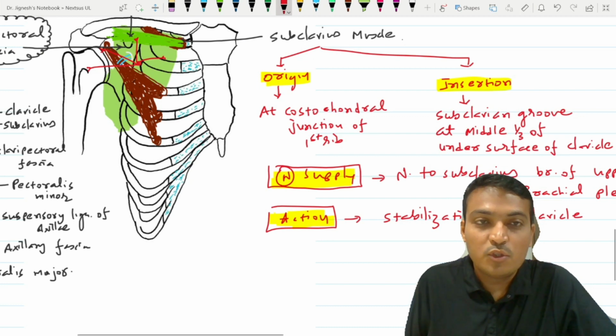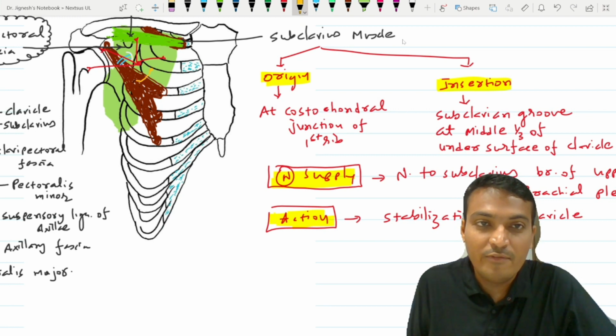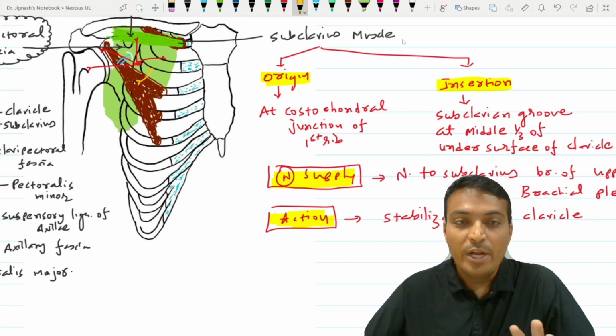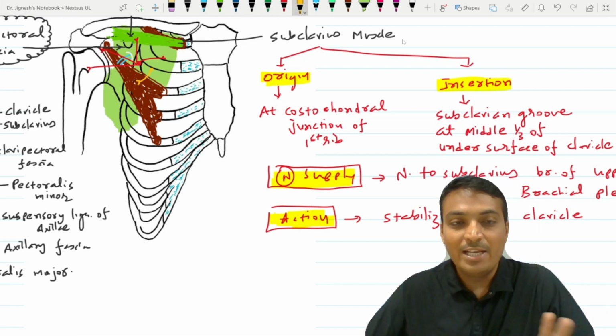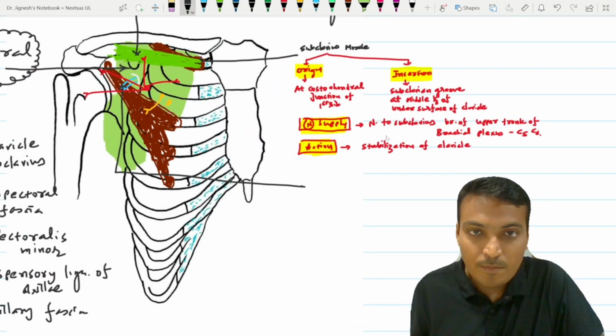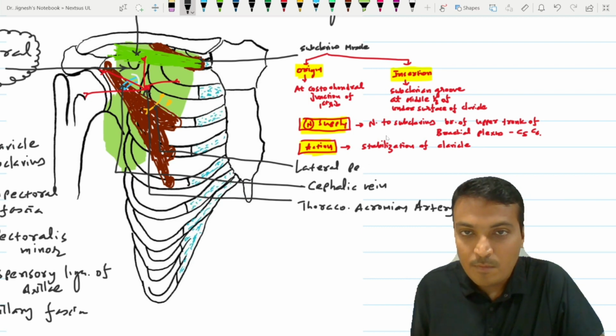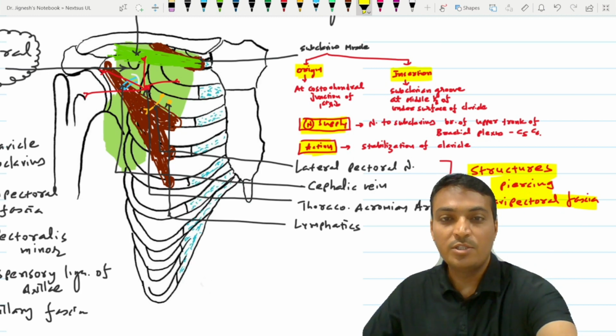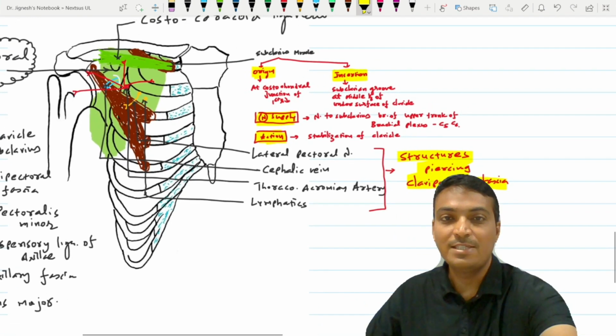The third structure which pierces this clavipectoral fascia is the lateral pectoral nerve. The lateral pectoral nerve, after piercing the clavipectoral fascia, supplies the pectoralis minor muscle as well as the pectoralis major muscle. Some lymphatics also pierce the clavipectoral fascia, and these lymphatics join the axillary lymph nodes with the infraclavicular lymph nodes. So these are the structures piercing the clavipectoral fascia.